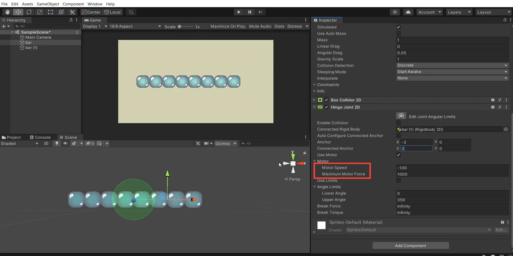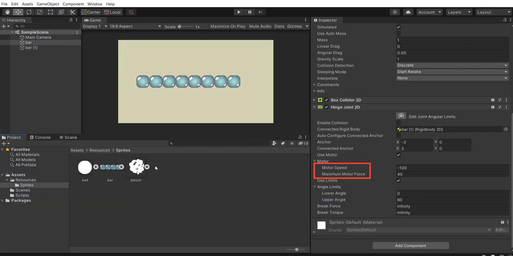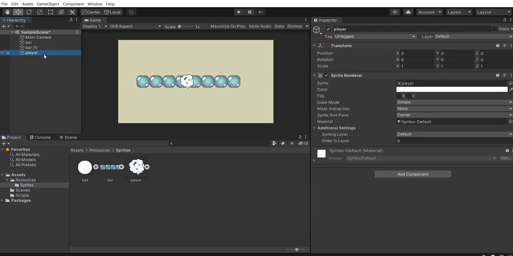Here is motor speed, as its name suggests, the speed of rotation. If the value is a positive number, the object will rotate in a clockwise direction, and vice versa. Maximum motor force is the maximum force that can make the hinge joint move. If the value is too large while the force from the environment is small, the object can rotate the full angle of 360.